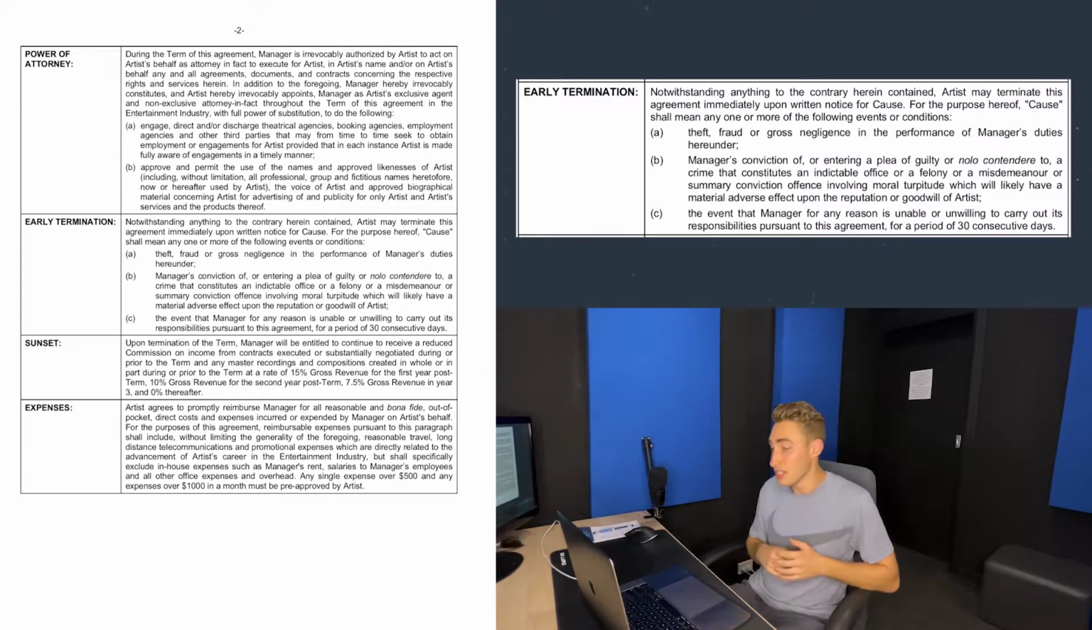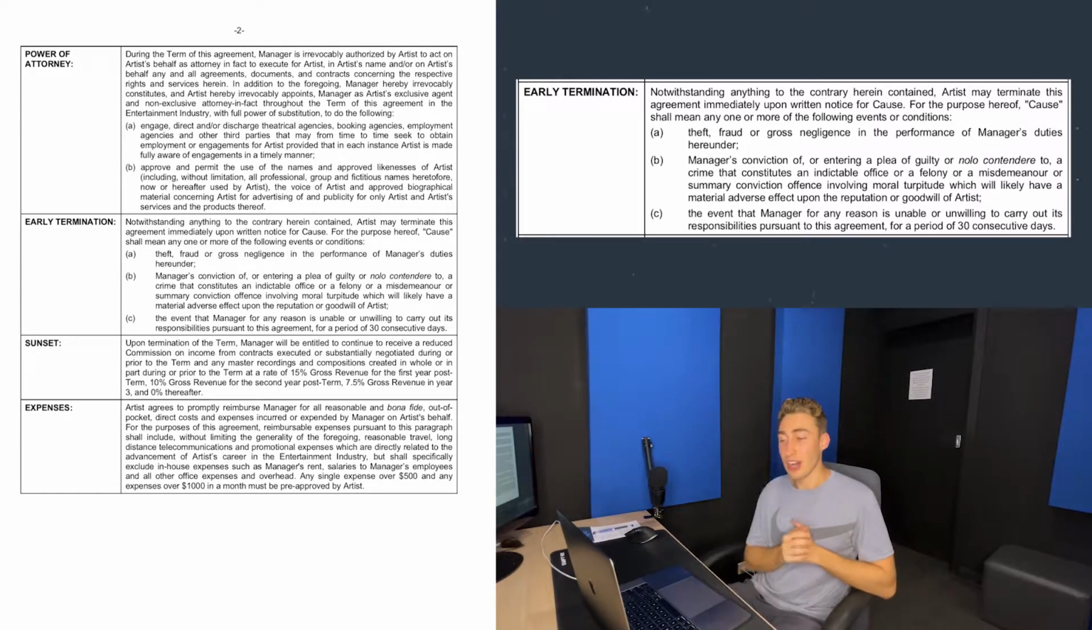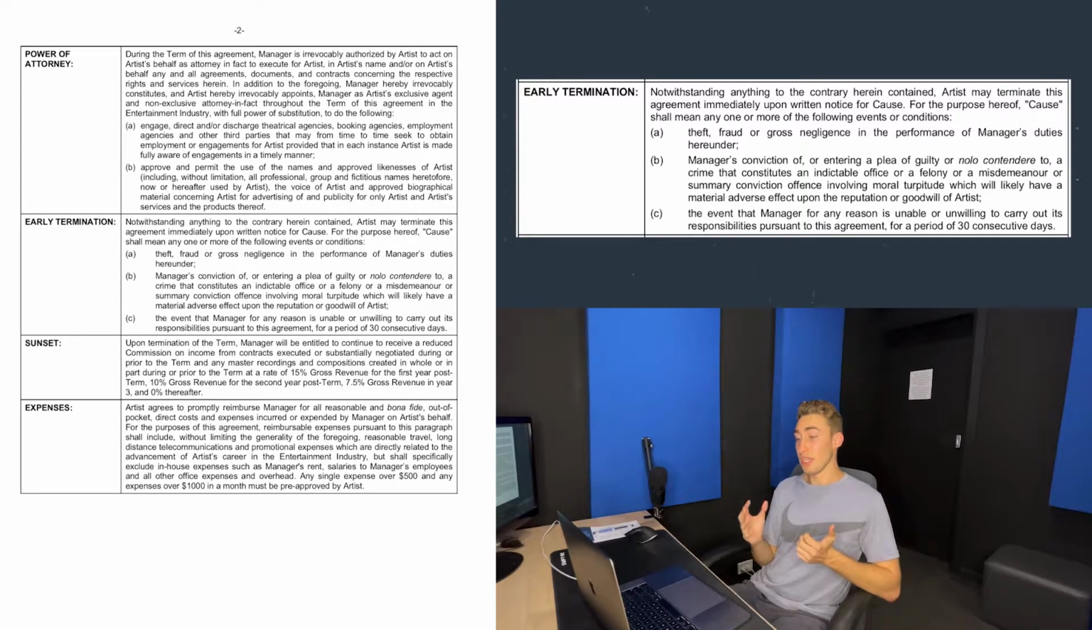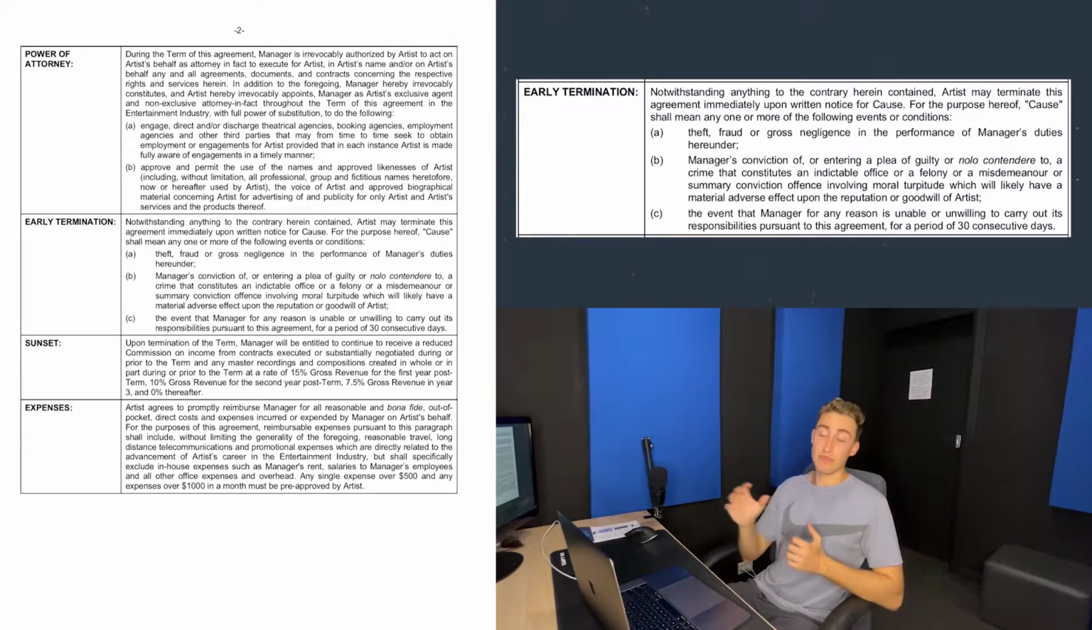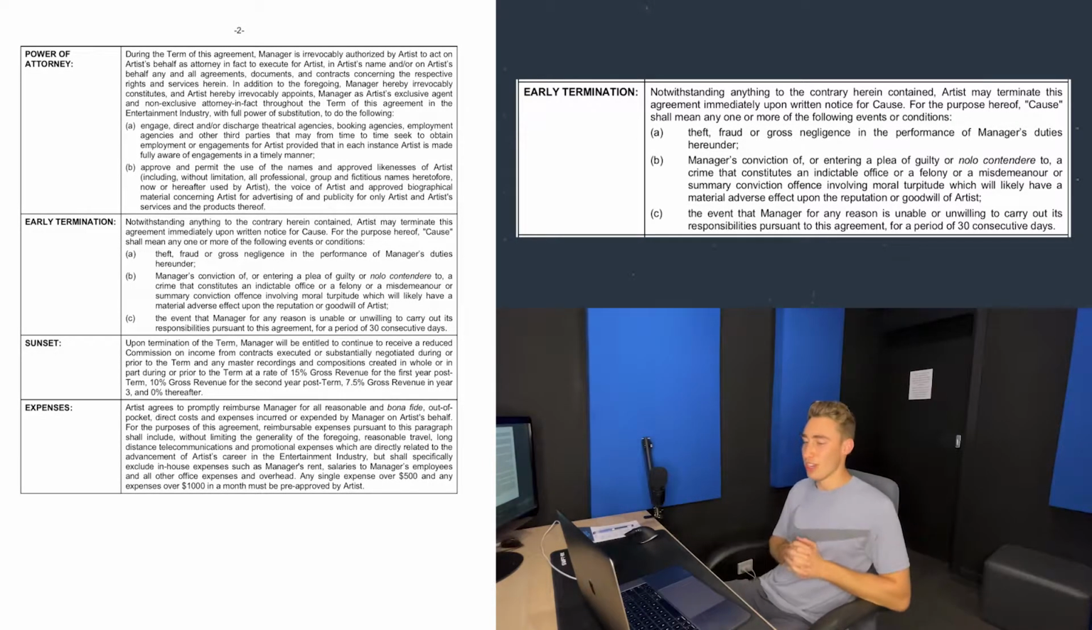And that is defined as things like theft or fraud on the manager's behalf, or if the manager commits an offense and that offense is likely to materially adversely affect the reputation or goodwill of the artist. So essentially that could be a situation where a manager gets caught up in something illegal and there's massive news outlets that are reporting on this artist manager has done this, and they're trying to tie it all together. That is directly affecting the artist's reputation, and then that could potentially be cause for early termination of this contract.